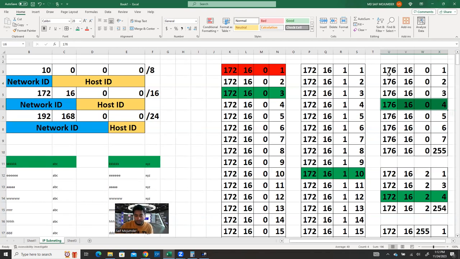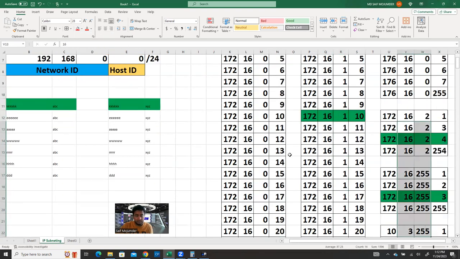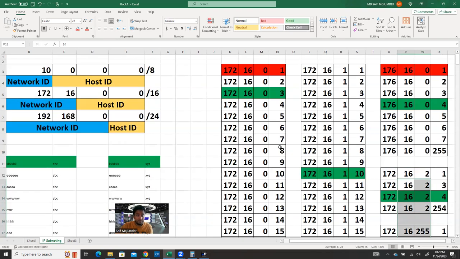So for this family, which one is the default gateway? This one will be the default gateway. But all these IPs, we have a lot of IPs. We're going to calculate how many IPs we can have and how many hosts we can have with which class. So in this one, this is the default gateway. That means their father. All of them are kids.